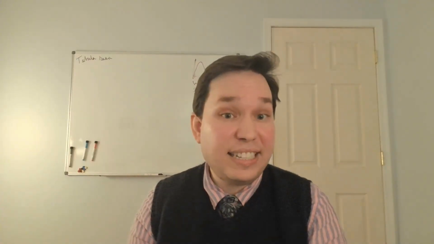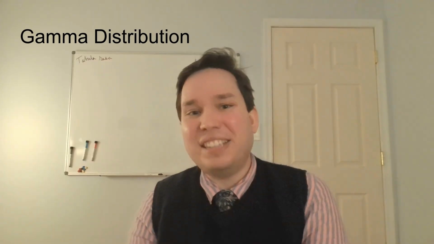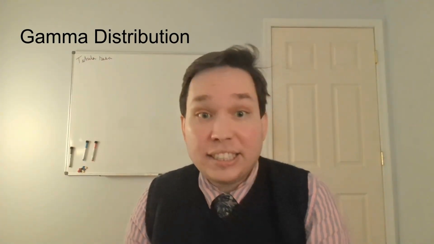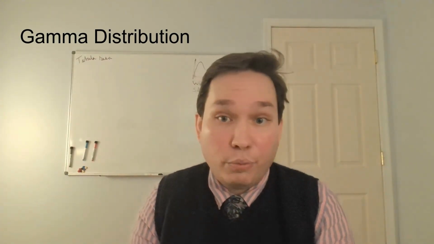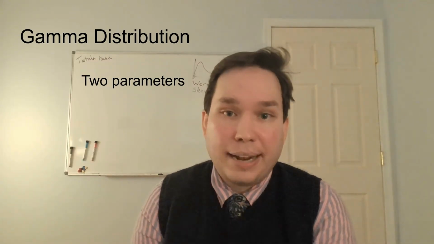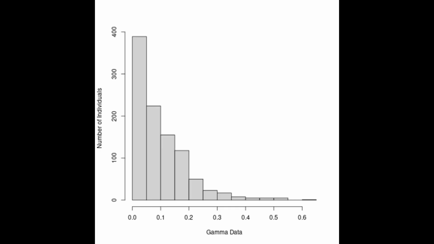A more flexible continuous distribution is the gamma distribution. This distribution is a generalization of the exponential distribution, which allows the anticipated skew to vary, changing what the distribution itself will look like. It has two parameters, which means it can show the same skew as an exponential distribution, like in this histogram where most of the vertical bars are on the left and you have some shorter bars as you move to the right.